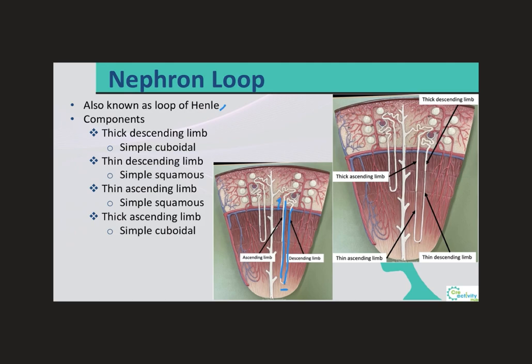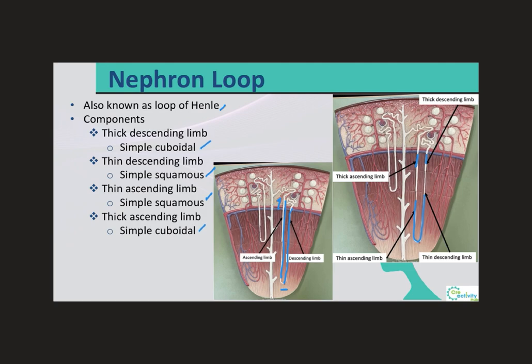Notice how the descending and ascending limbs have a thick and a thin portion. The thicker portion is proximal to the cortex, whereas the thinner portion runs continuous in the medulla. This means that the thick loop is made of simple cuboidal epithelium and the thin portion is made up of simple squamous epithelium. So when you hear this, what is this telling you?